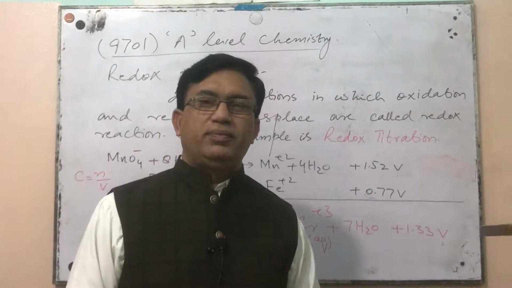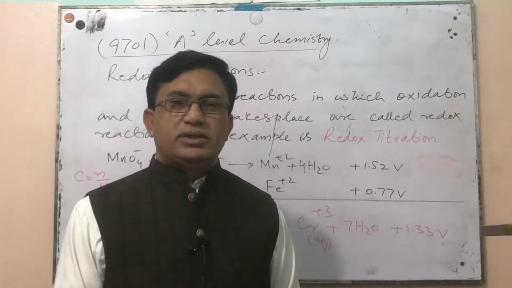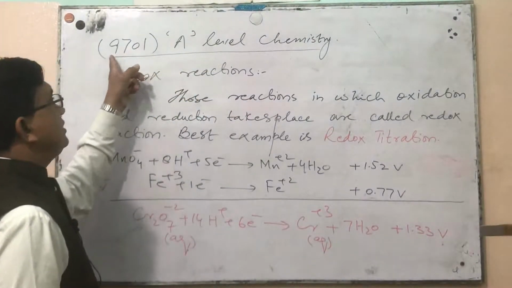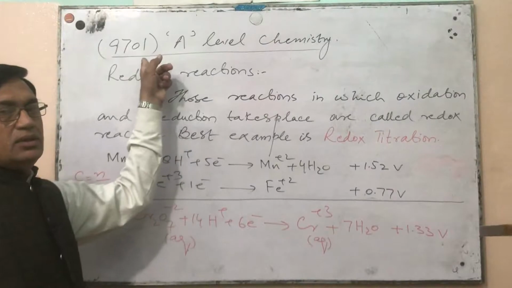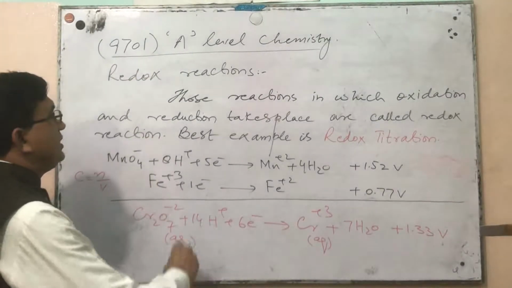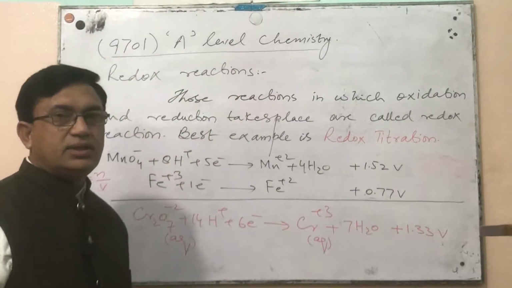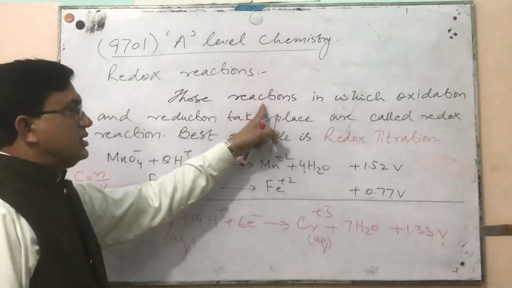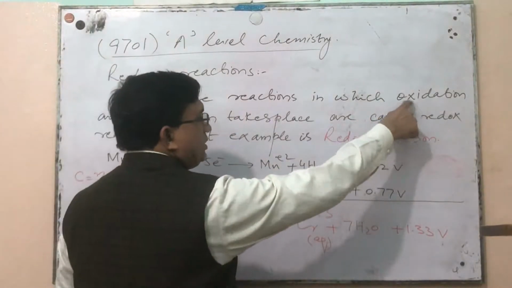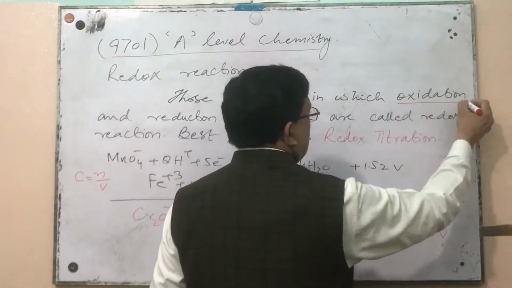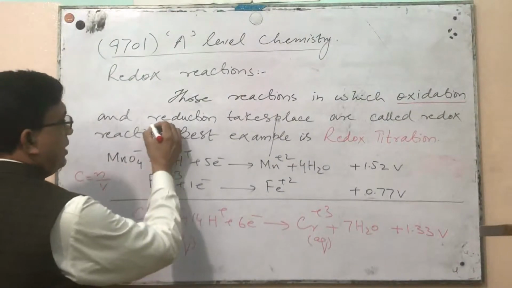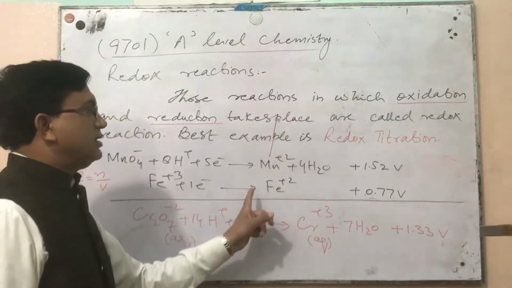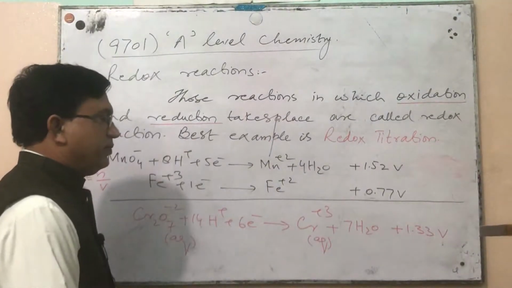Hello everyone. Our today's topic for A-level chemistry 9701 subject code is redox reaction. What are redox reactions? Those reactions in which oxidation and reduction both take place are called redox reactions.